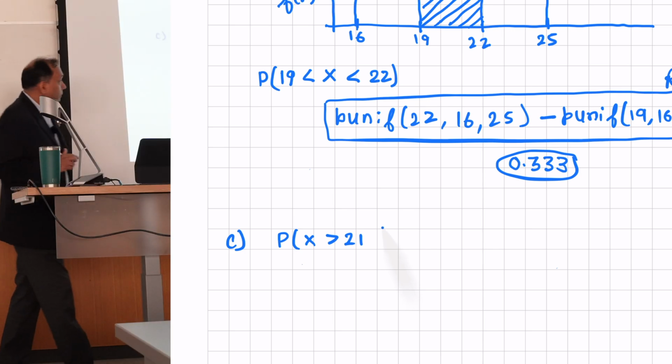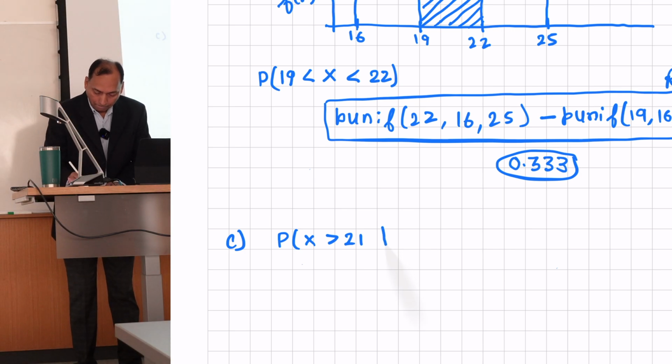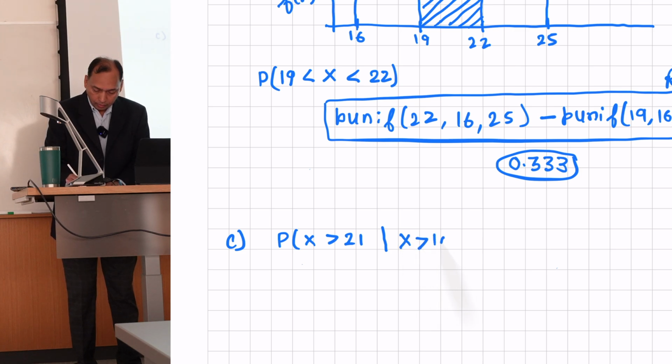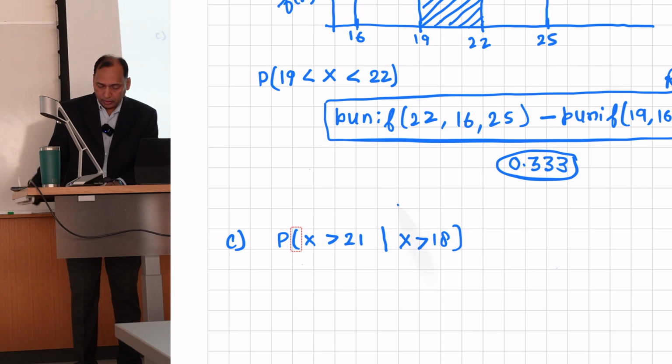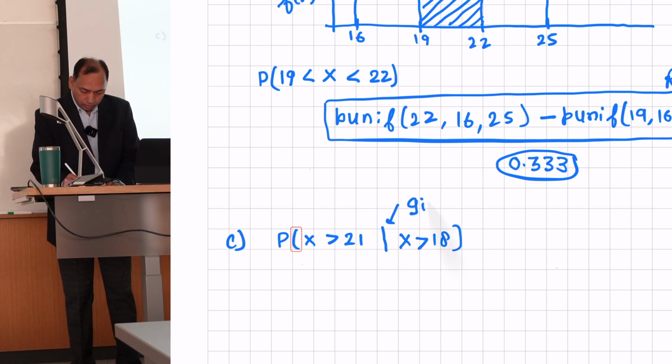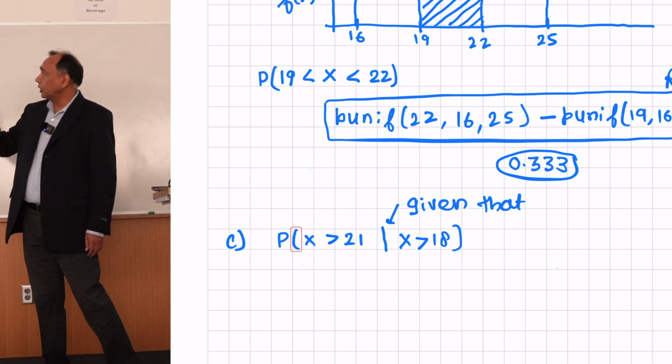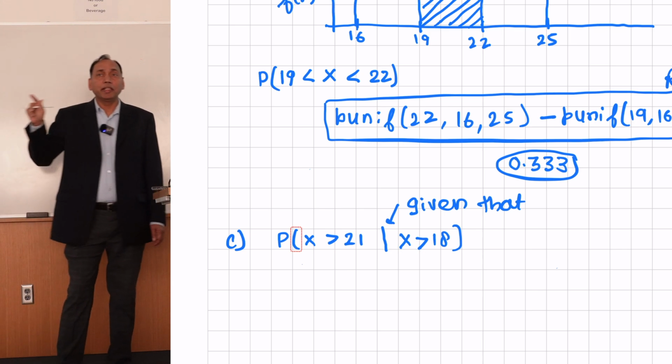So for that we use this symbol, this vertical line, and capture whatever is given. So this stands for given that. So what is the probability of x more than 21 given that x is more than 18?